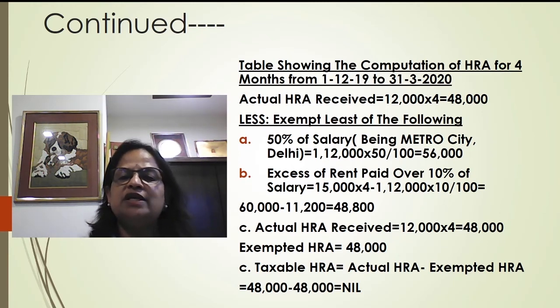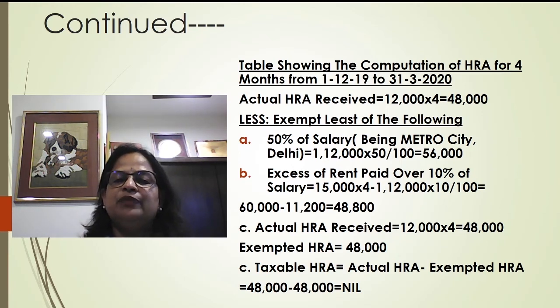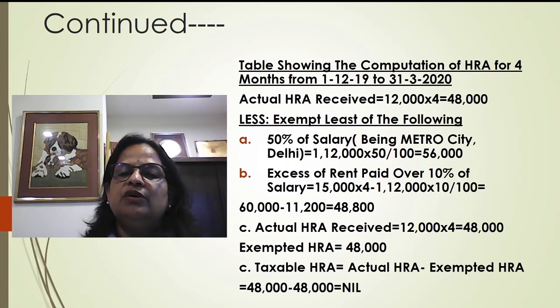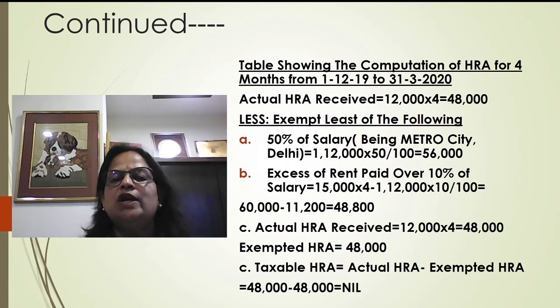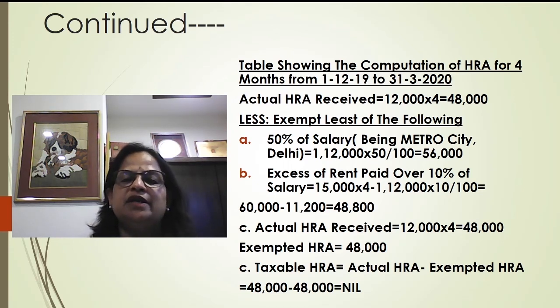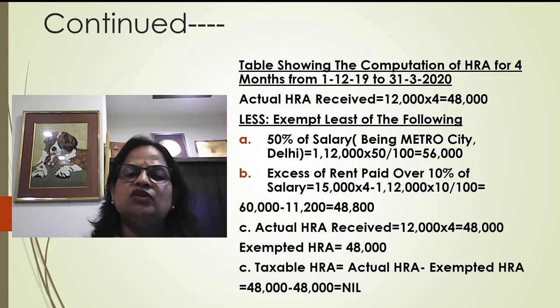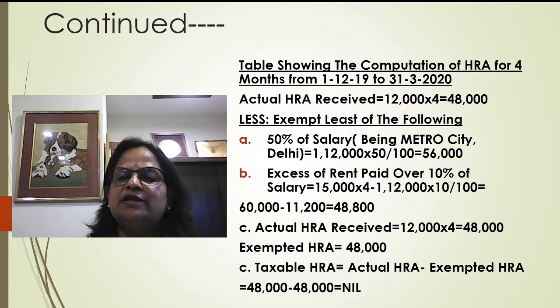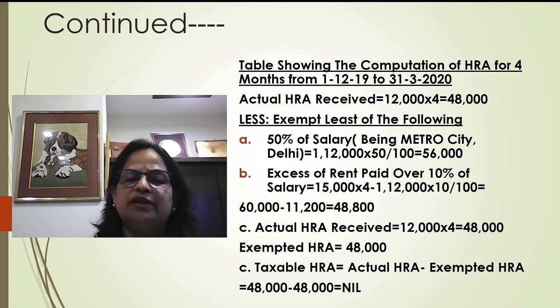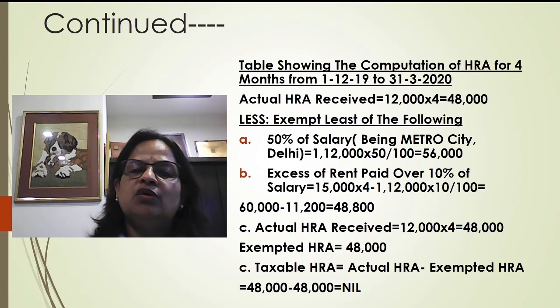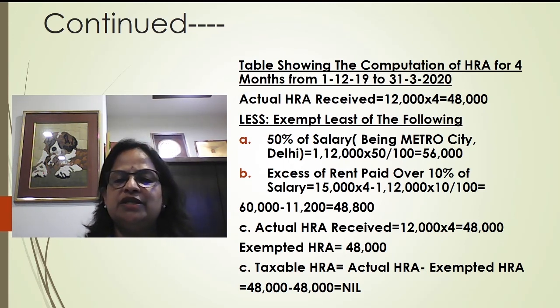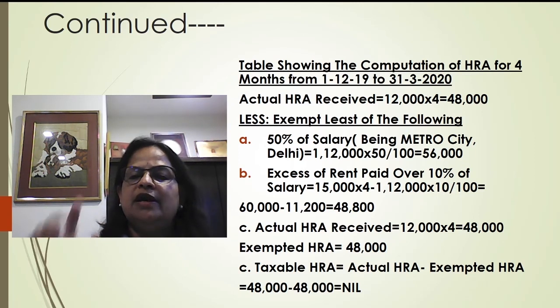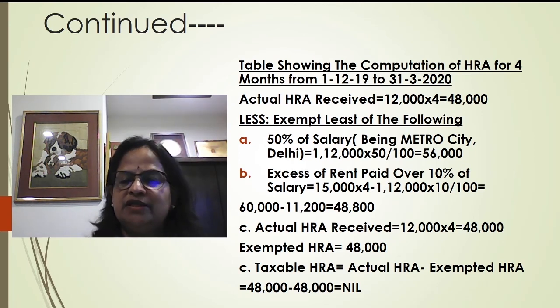Now, excess of rent paid over 10% of salary. So rent paid is 15,000 into 4 minus 1,12,000 into 10 by 100. So 15 into 4, 4 months only, 60,000 minus 11,200, it's 48,800. So actual HRA received is 12,000 into 4, 48,000. Exempted HRA is also 48,000, because the least value among 56,000, 48,000 or 48,800. So taxable HRA is nil. Actual HRA minus exempted HRA, it is nil.